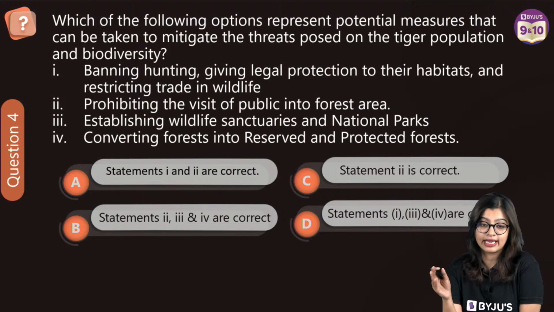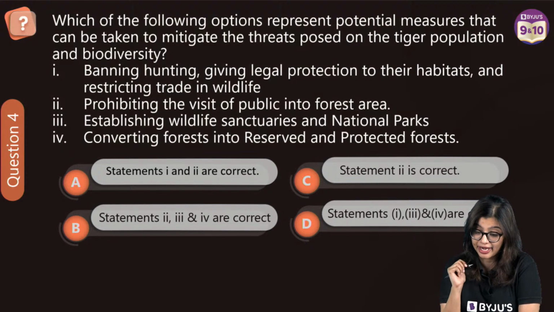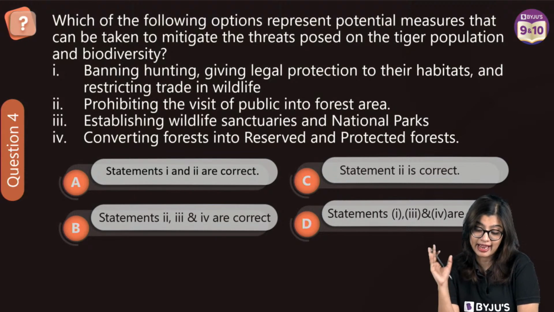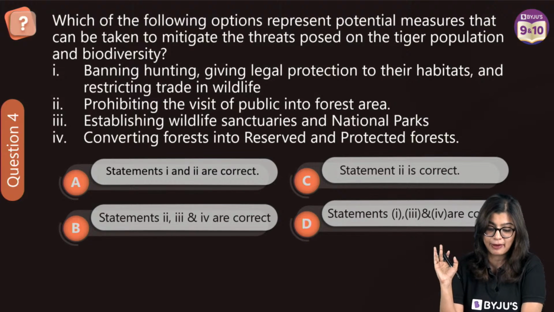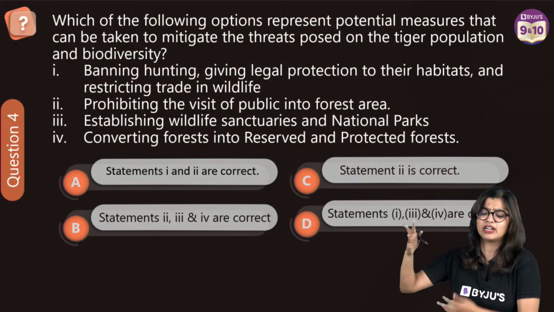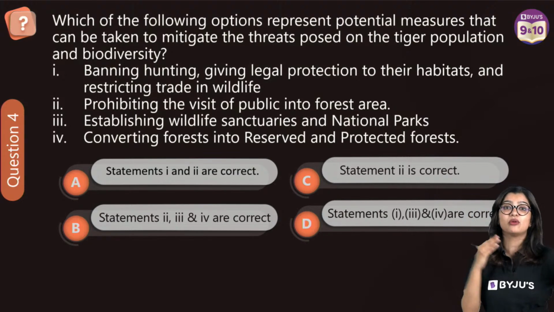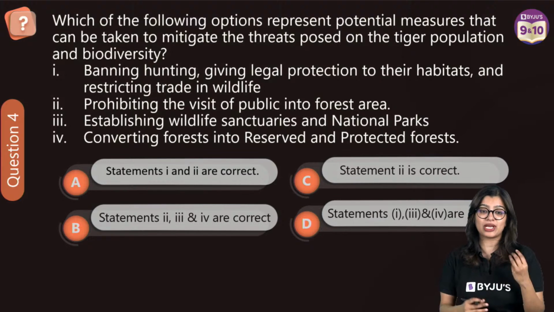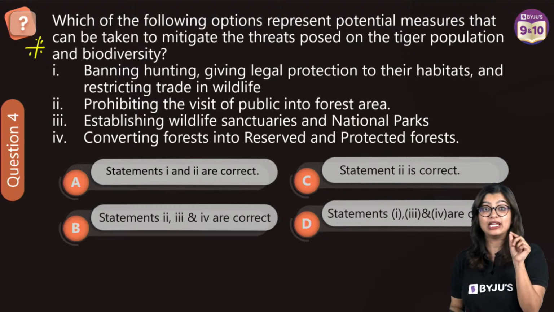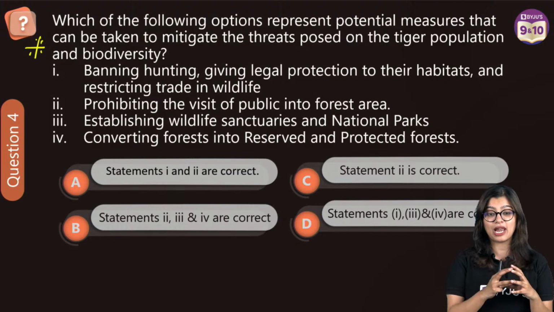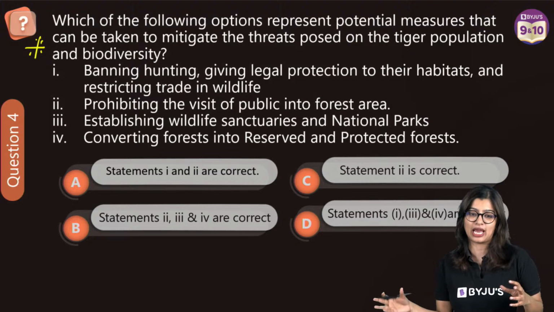Banning hunting, giving legal protection to their habitat and restricting trade, prohibiting the visit of public into the forest area, establishing wildlife sanctuary and national park, converting forest into reserved and protected forest. Now, students who are regular know that this is a question I constantly make you do because this is a perfect example of application. So here we will apply our knowledge of conservation strategies, and you need to apply it here.